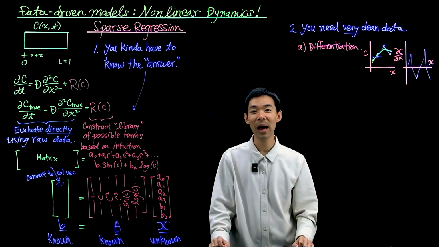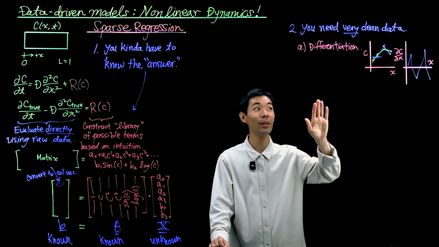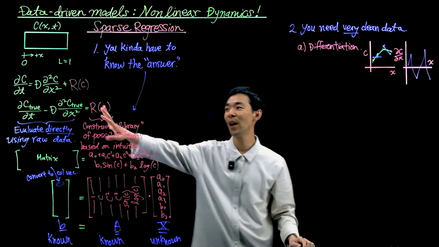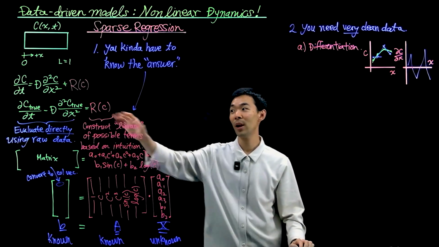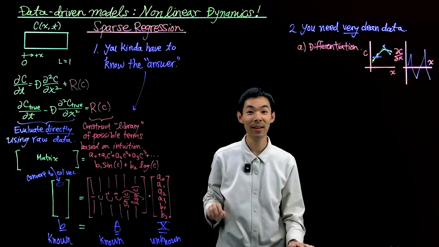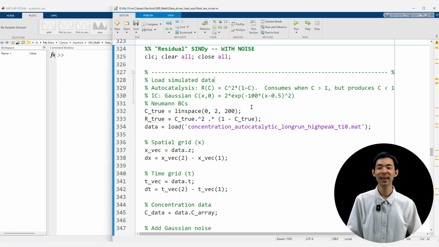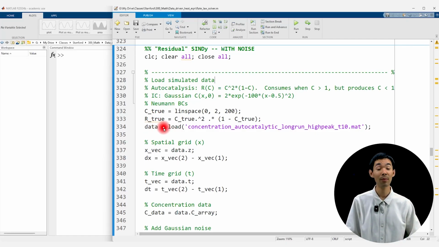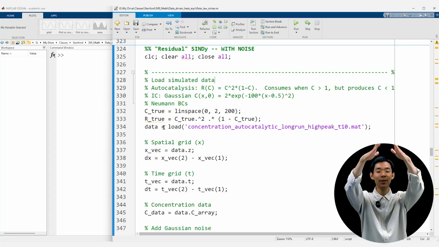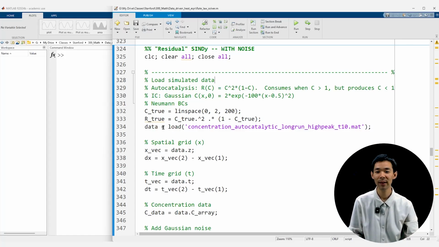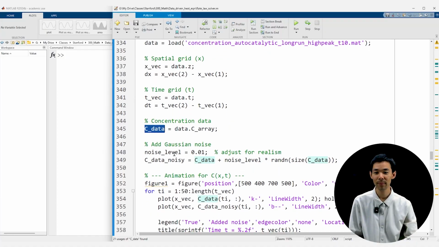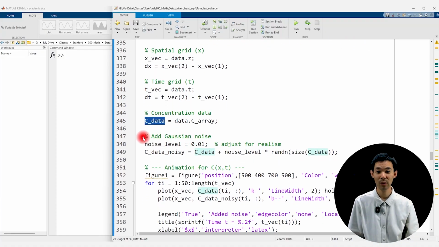Let me show you an example of how even just a little bit of noise can completely ruin this approach of evaluating terms on the left-hand side and trying to come up with a data matrix on the left-hand side. All right, over here on the screen, what I've done is to generate simulated data sets, but added a little bit of noise to that. So here is the data matrix that was from earlier, the same Gaussian profile that goes down and goes back up. What I've done to that data set over here is to add a little bit of Gaussian noise, just a small amount, okay, 0.01 times some random number generator.